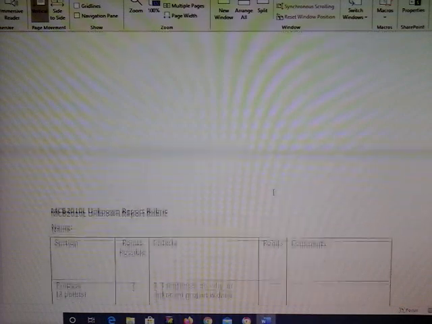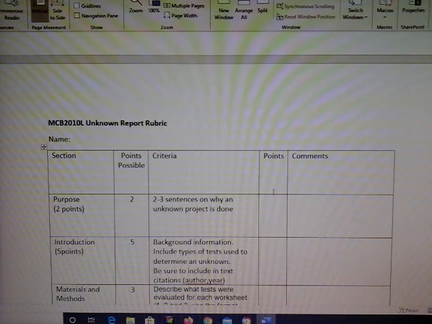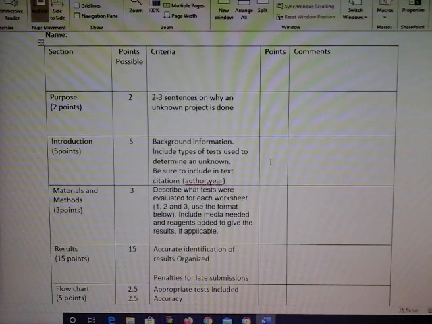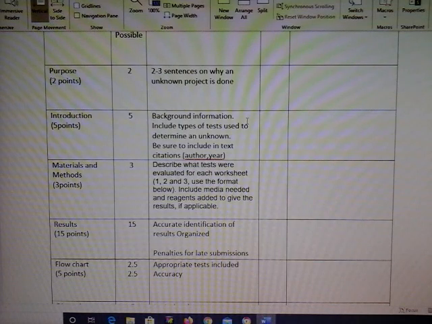So I just want to show you a few other things that will be uploaded. Here's an unknown grading rubric for you, just so you know how I'll be grading your lab report and flowchart. So you have to have a purpose, guys. It's about 2 sentences. Then an introduction. That's basic types of background information. You can look in your lab manual and the handouts that are given and write some really good background on how you would figure out how to do an unknown, include the types of tests that you do.